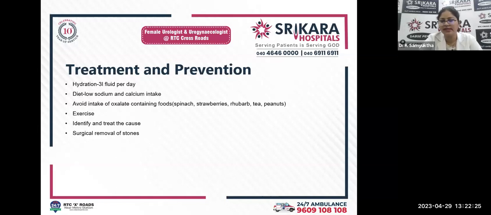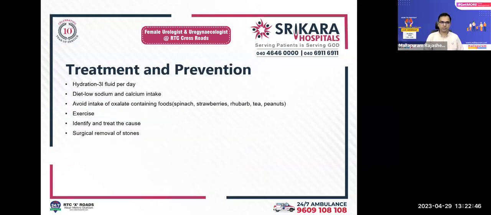Exercise is very important, not just for your kidneys, but for your physical and mental health. It keeps you fit, and because of that, you will be away from many other problems related to your body. The other thing is, as I said, we identify and treat the cause and surgically remove the stones.